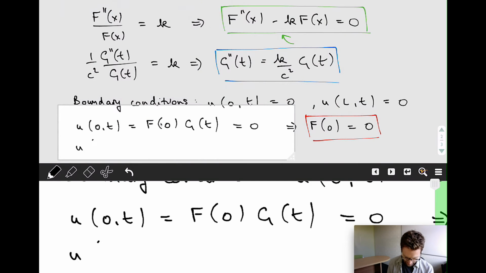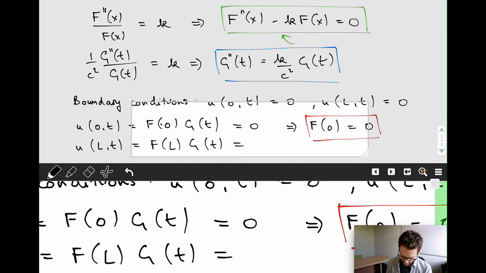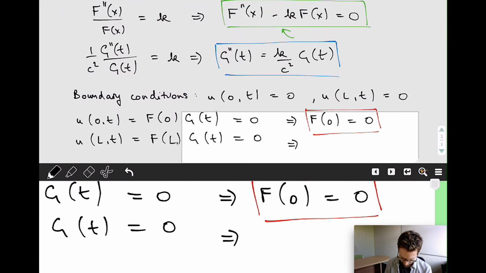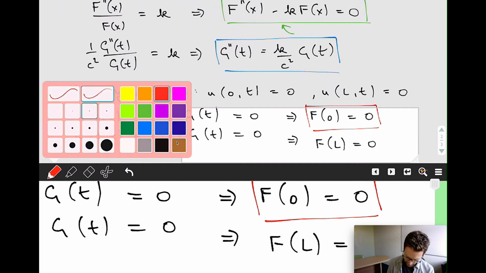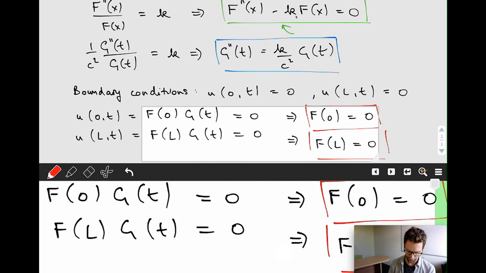I could do the same thing at x is equal to L. Again, u can be written as a function f of x times g of t. If I evaluate that at x is equal to L, I get something times something is equal to 0. So one of these two somethings must be equal to 0. It can't be g of t, so it must be f of L. So now I have my two boundary conditions, and I'm going to use these to whittle down all the different possible values of k, so I get my non-trivial solutions.